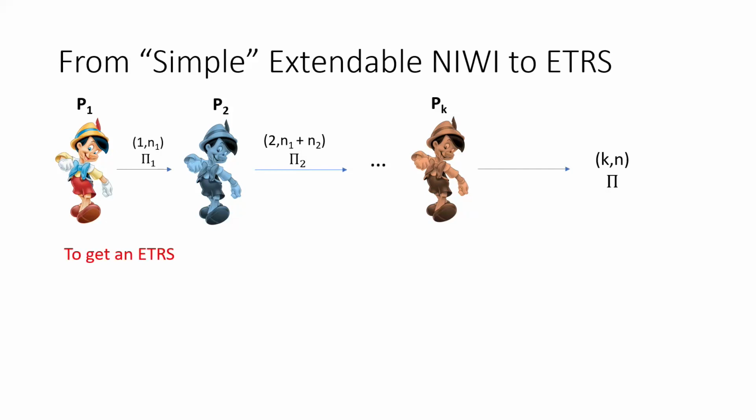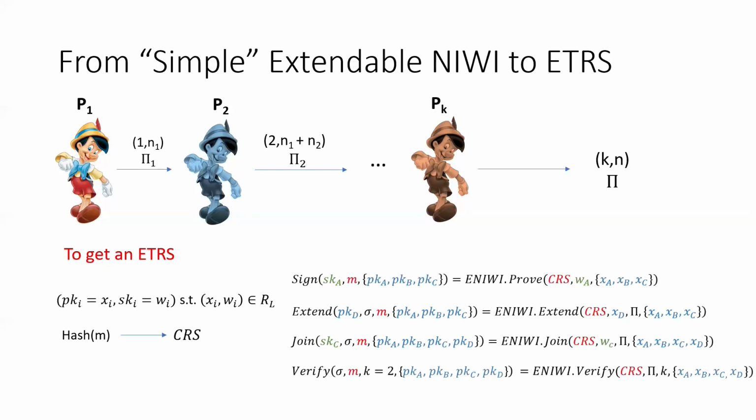And if we have this, we can get an extendable threshold ring signature very easily. So we set the public key of the scheme to be an instance, and the secret key of the signature scheme to be the witness for that instance. And then to get the CRS, we hash the message. And if the CRS is uniformly random, and we're in the random oracle model, this is fine. And then basically we can now map an algorithm of the signature scheme to an algorithm of the extendable NIWI. So to sign, we will run a proof with the CRS derived from the message, for example, and so on.